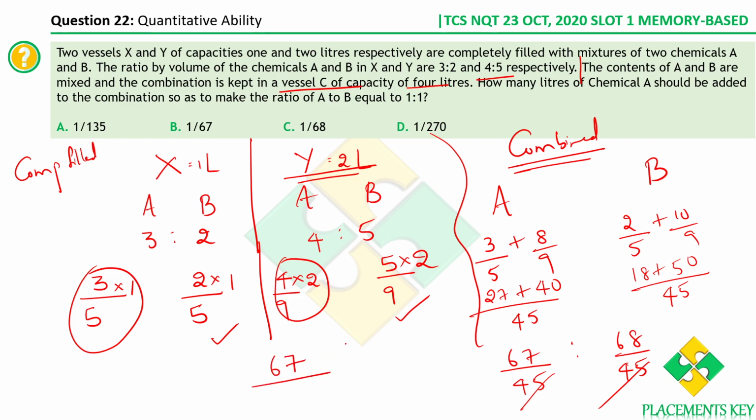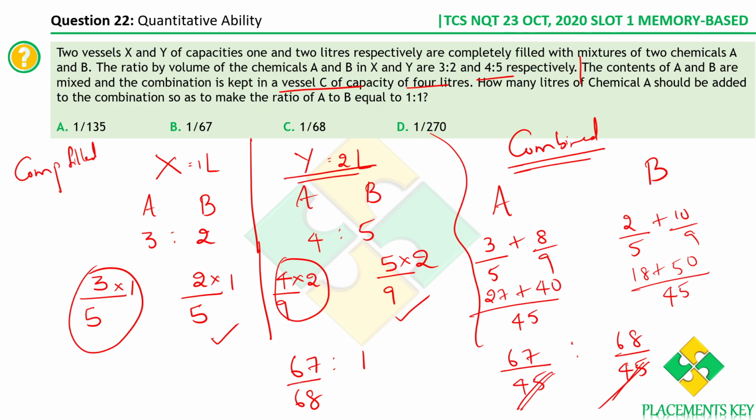No, let's divide everything by 67. Okay, so what do we get? I'm sorry, let's divide by 68. Okay, you understood till here, right? 45 and 45 cancel. Now we've got the ratio of them to be 67:68, but we want it to be 1:1. So let me transpose the 68 to this side. So what do we get? We get 67/68 is to 1.